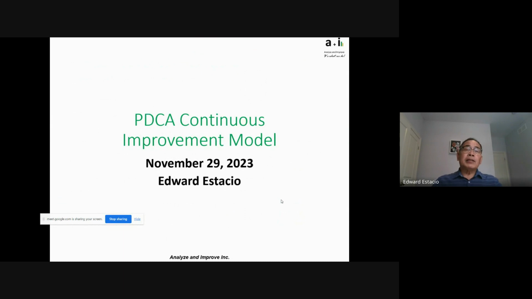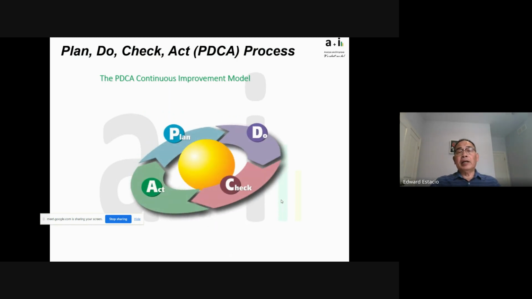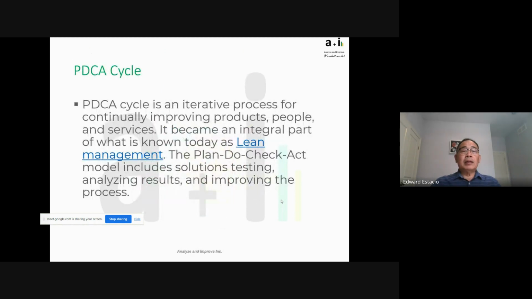So today's topic is on the PDCA cycle, the PDCA continuous improvement model. It stands for plan, do, check, and act, and it is a continuous loop. So what is a PDCA cycle? The PDCA cycle is a process for continuously improving anything, like products, people, services. It could be applied everywhere. It became an integral part of what is known today as lean management.